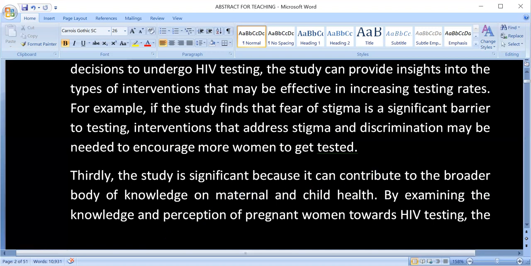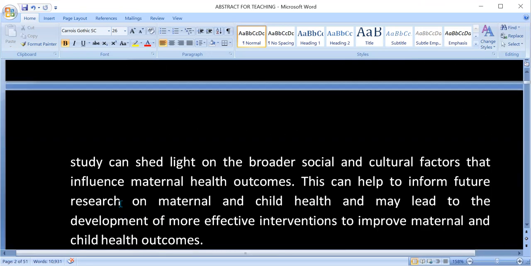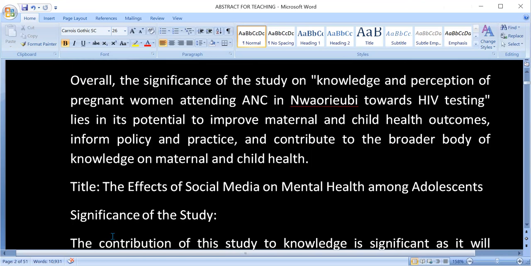By examining the long-term effects, the study can shed light on the broader social factors that influence maternal health outcomes. These can help to inform future research on maternal and child health and may lead to the development of more effective interventions to improve maternal and child health outcomes.